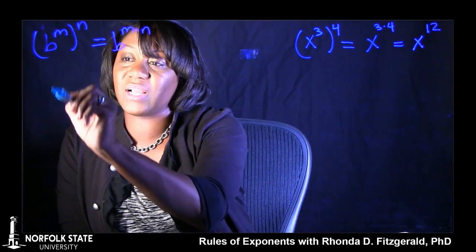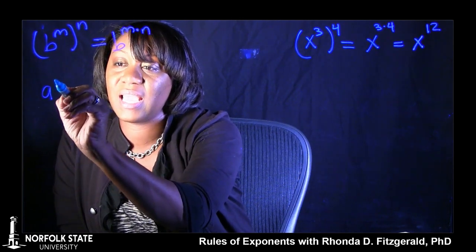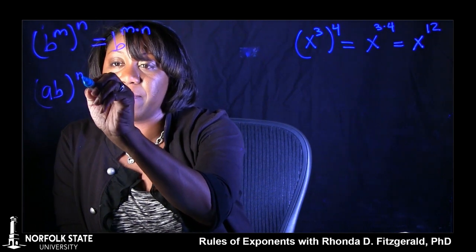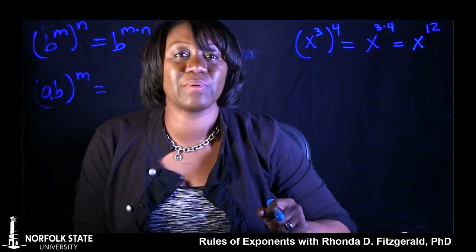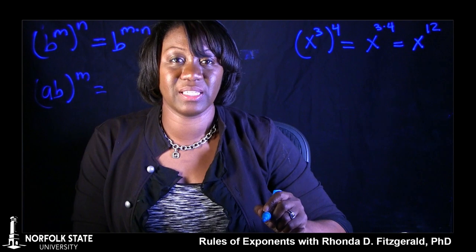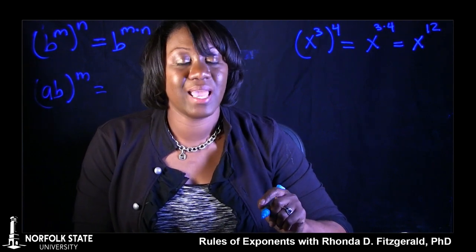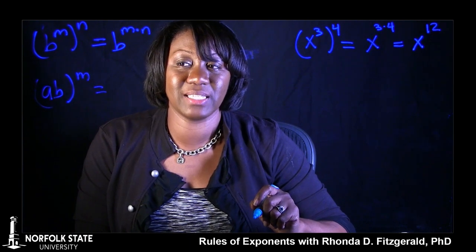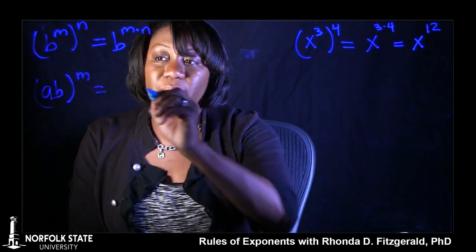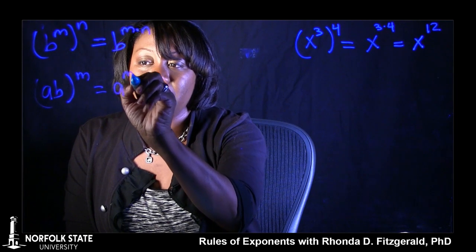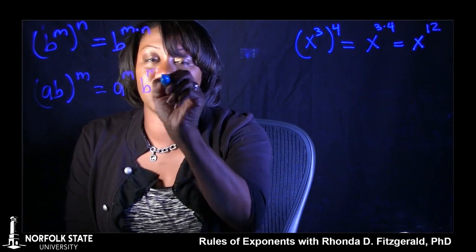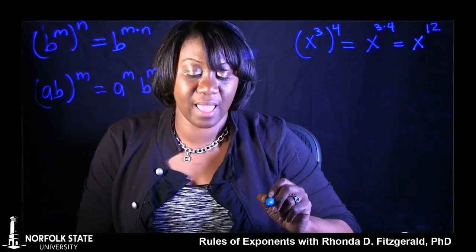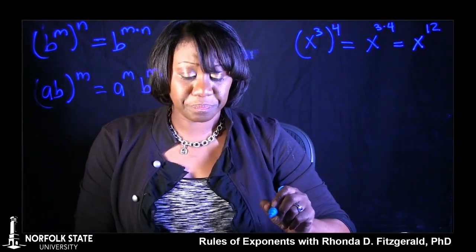So that's the power to a power rule. And let's look at this other one. What if I have a times b all raised to the mth power? Notice we have some parentheses here, and I have 2 things inside the parentheses, and that's all being raised to a power. In this situation, everything inside the parentheses must be raised to the mth power. So we want to write that as a to the m times b to the m. Note that everything inside the parentheses has been raised to the mth power.